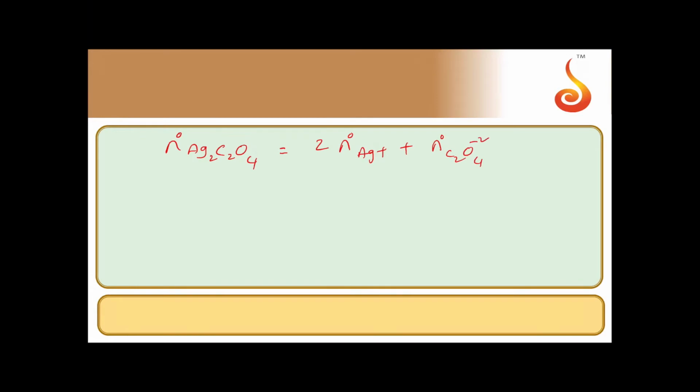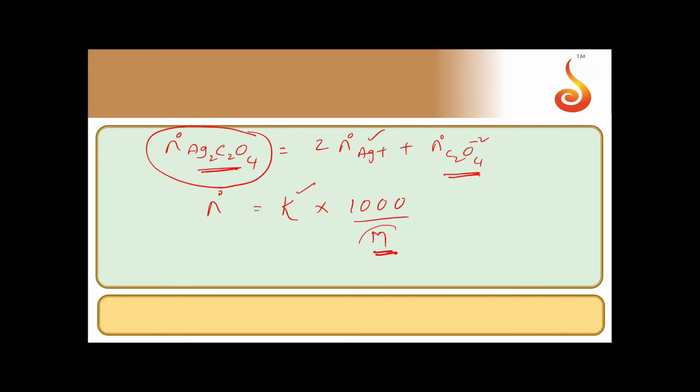So here they are giving the molar conductivity of silver ion, which implies we require the molar conductance of silver oxalate. This value, λ° of silver oxalate, we can find from the formula κ into 1000 by molarity. It implies we should know κ of silver oxalate as well as the molarity of the silver oxalate solution. For molarity, they have given the Ksp value, and from Ksp we can find the molarity of the solution.